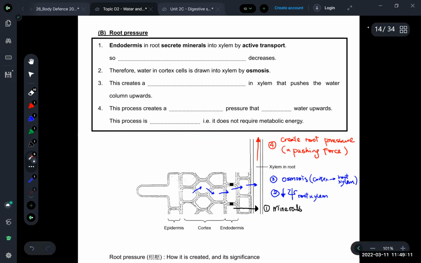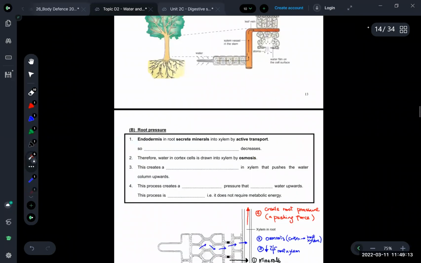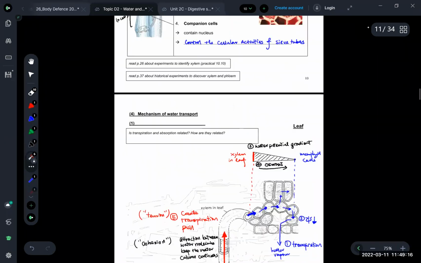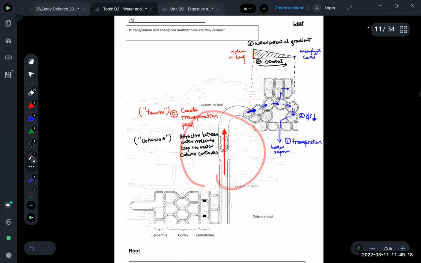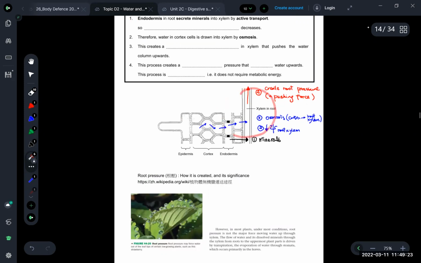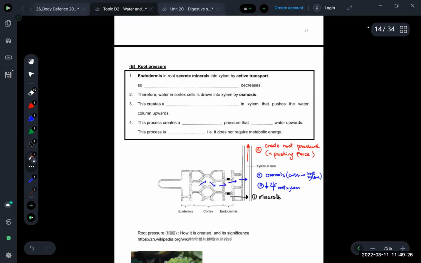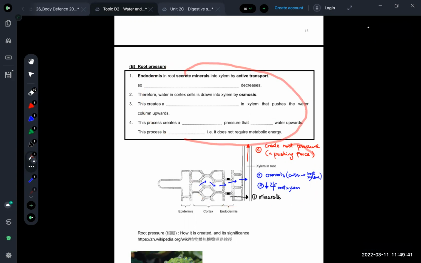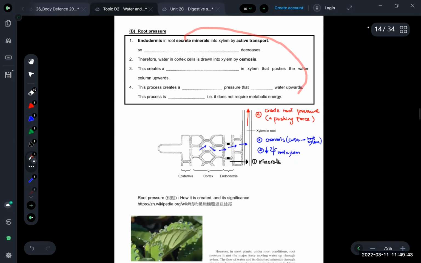So now you can understand, together with the transpiration pull here and the root pressure here, both of these forces help to drive the water in the xylem to move upward. Okay, so when you understand this part, fill in the blanks here. But before you leave, I would like you to pay attention to this.